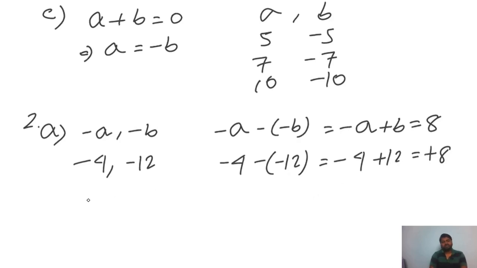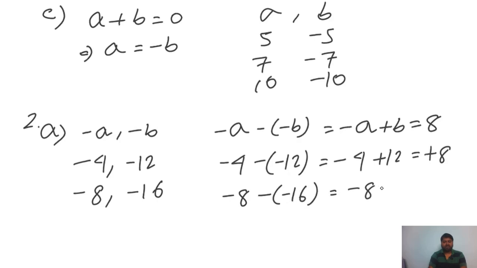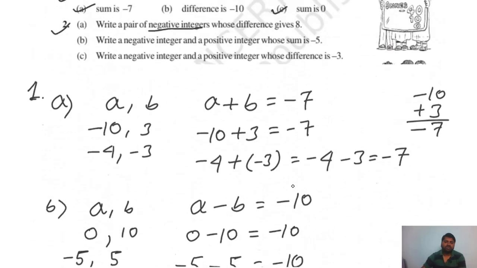In a similar way, we can choose different kinds of numbers. Suppose here we choose minus 8, then we choose minus 16. So minus 8 minus of minus 16, so we get minus 8 plus 16, that means plus 8. Okay, so these are the problems we can also choose.